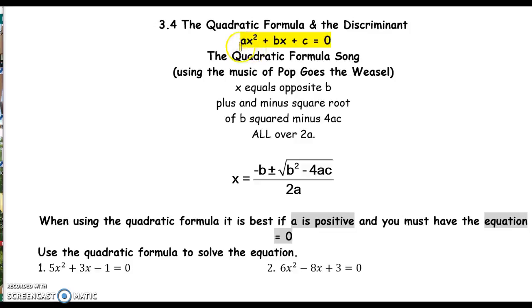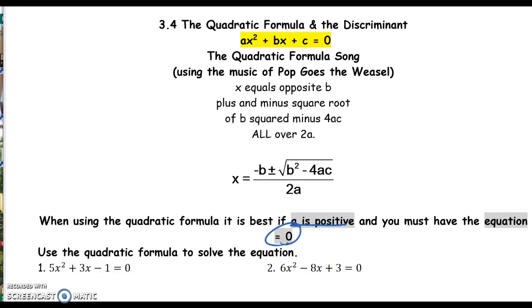It is important that you have it in the form ax squared plus bx plus c equals 0. So you want your quadratic equation to be in standard form. You want the a value to be positive, and you want the equation to equal 0.